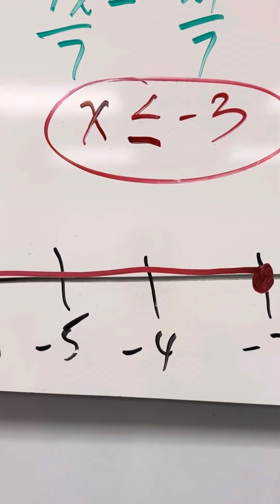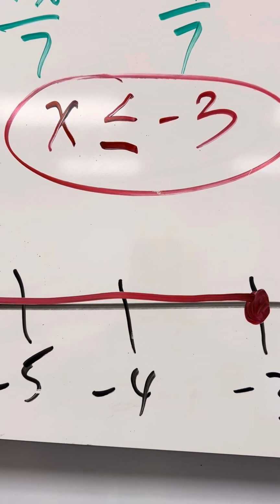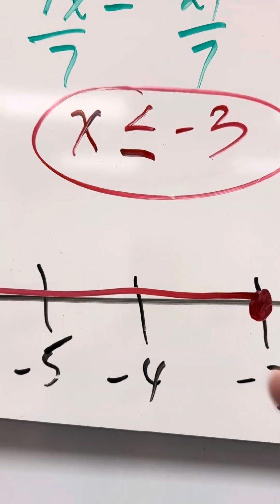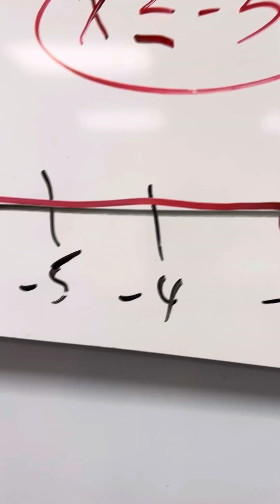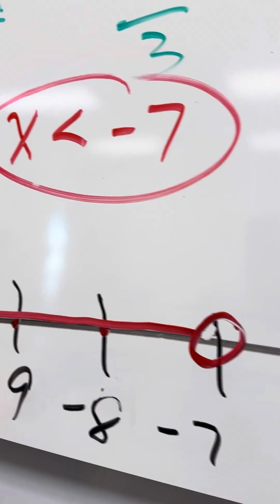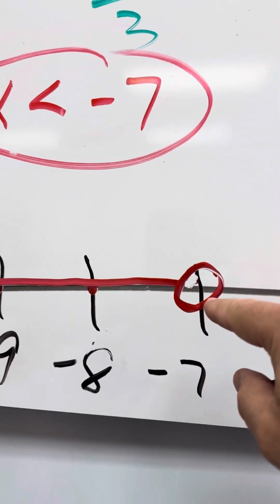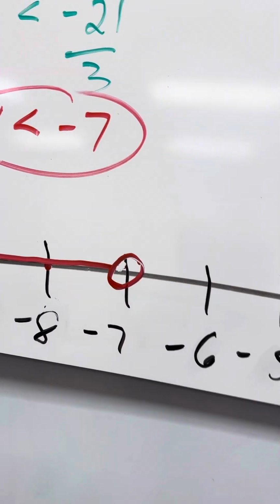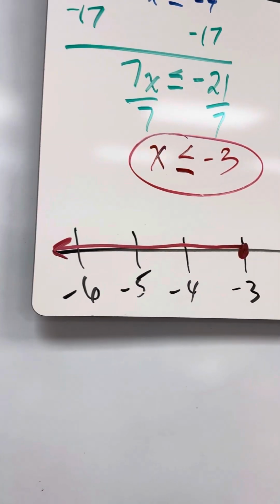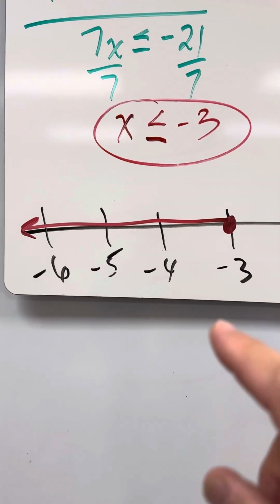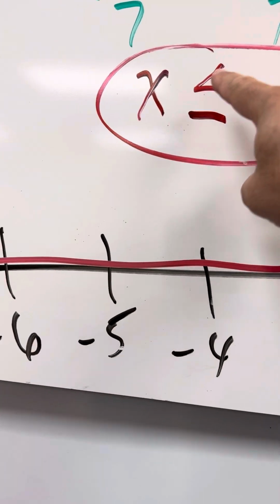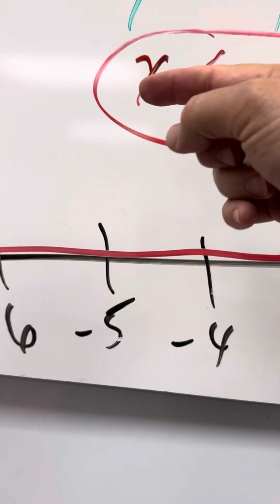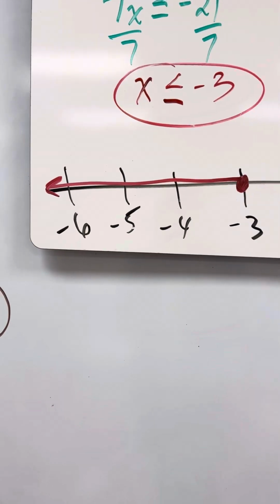So if it's less than or equal to, or if you have an equal sign below the less than or greater than, it's going to be a filled in dot. If it's just less than without an equal sign, it's going to be an open circle. Okay? So you have a filled in dot at negative 3 and shade to the left because this less than sign points to the left. So you shade to the left.